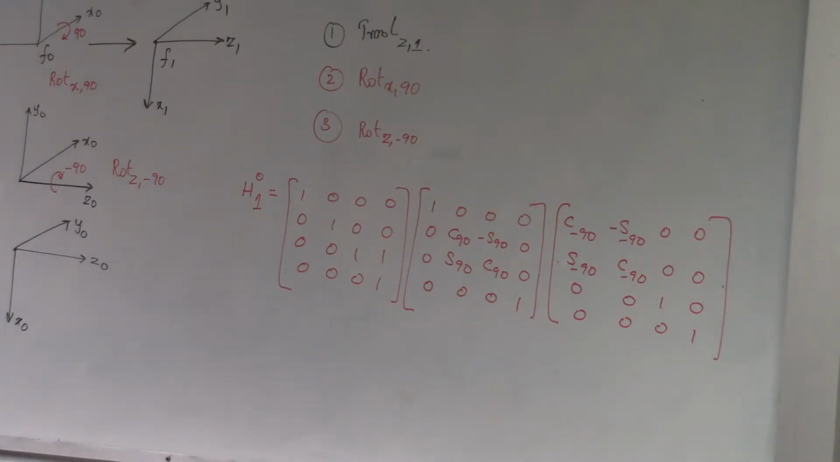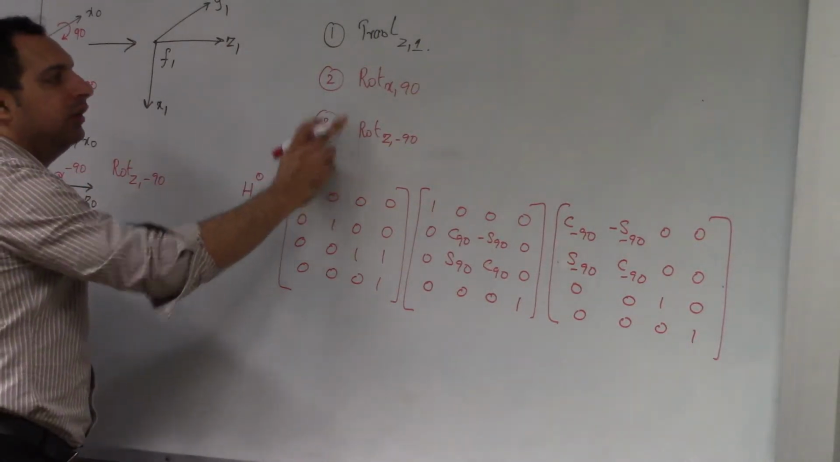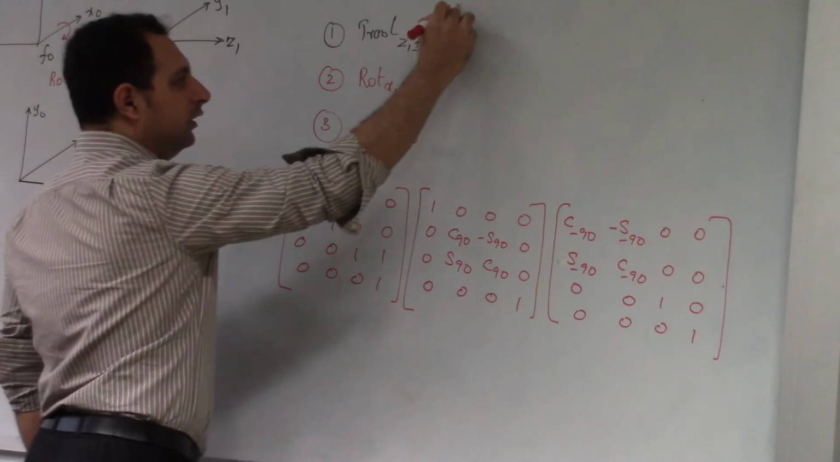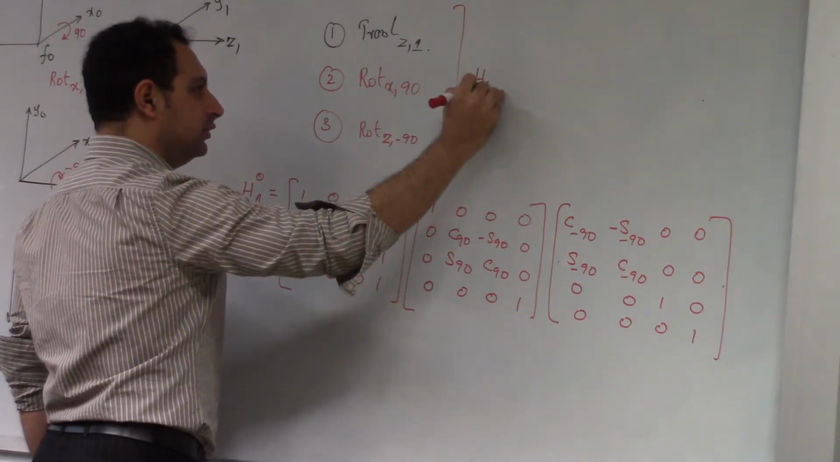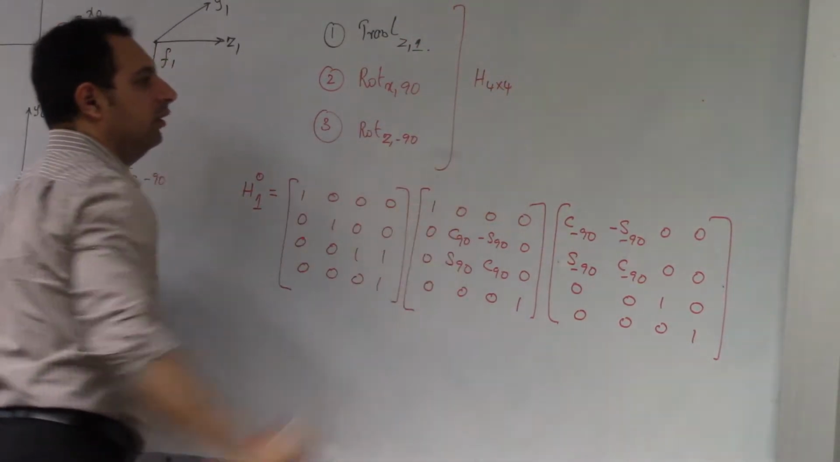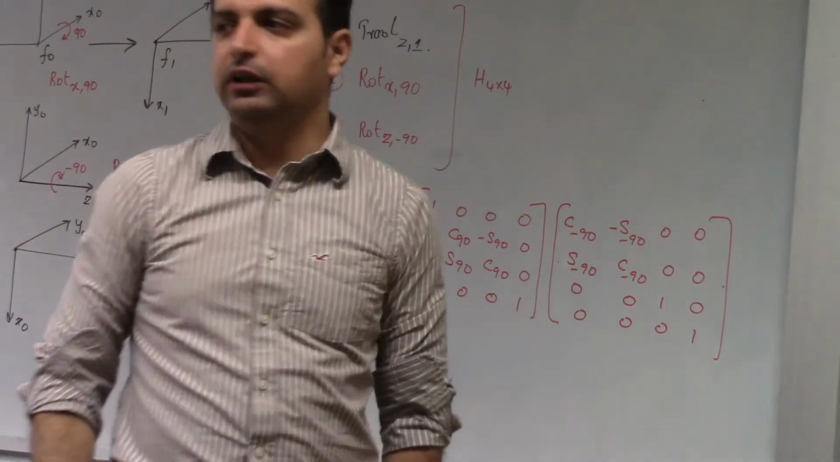So in this case, I'm just writing them as rotate x. Please do not confuse this with 3 by 3. These are all 4 by 4 matrices. Okay. We have moved beyond doing 3 by 3.